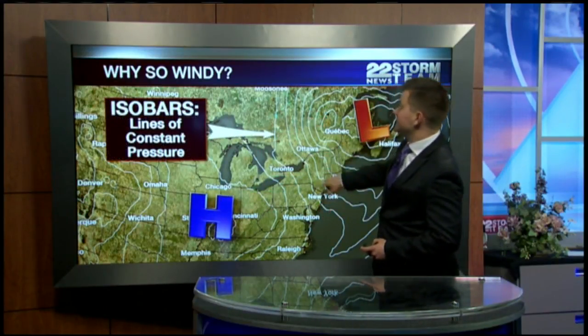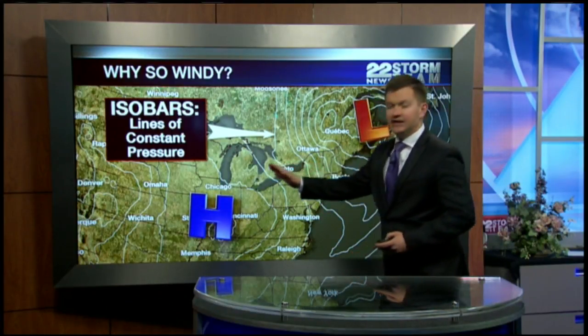Now, to measure the pressure differences between a low and a high, we put these lines on the map. These lines are called isobars. They are lines of constant pressure, and with each line from a high to a low, the pressure drops 4 millibars, and that's how we measure pressure differences.